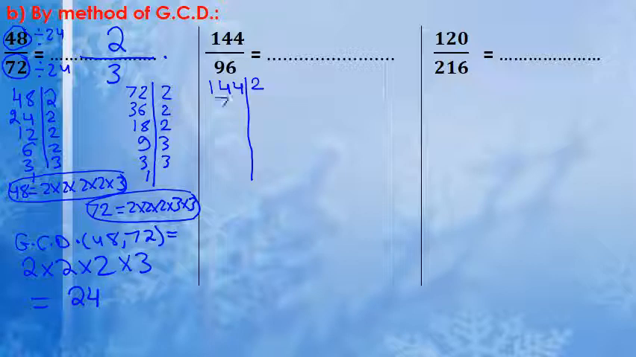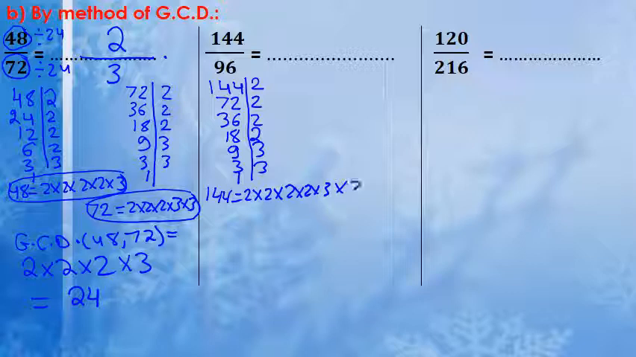If we divide by 2, it's 72. Divided by 2, 36. By 2, it's 18. By 2, it's 9. By 3, it is 3. By 3, it's 1. So the prime factors of 144 are 2 times 2 times 2 times 2 times 3 times 3.